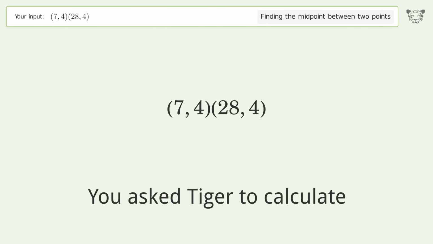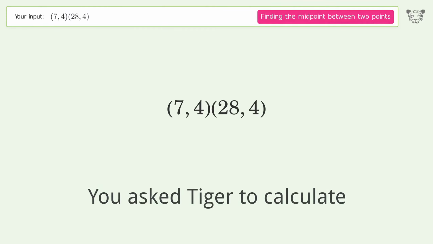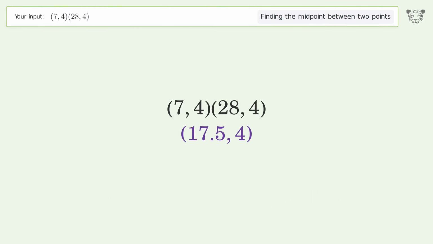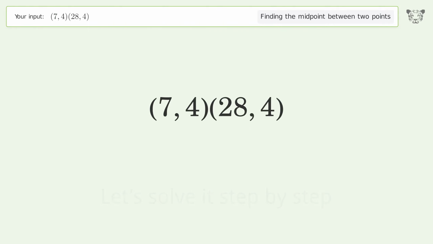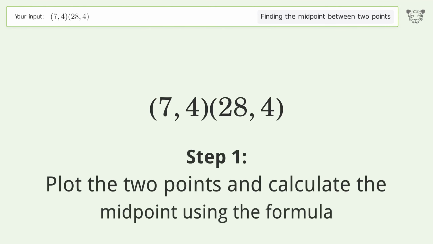You ask Tiger to calculate. This deals with finding the midpoint between 2 points. The midpoint between the 2 points is (17.5, 4). Let's solve it step by step. Plot the 2 points and calculate the midpoint using the formula.